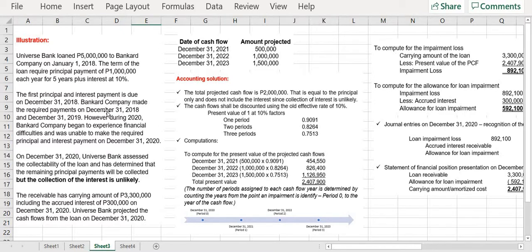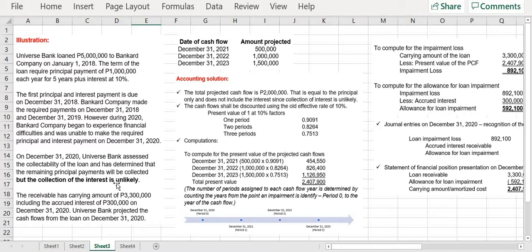Okay? However, during 2020, bank card company nakapag-experience ng financial difficulty and was unable to make the required principal payment and interest for the year, no? Kaya on December 31, 2020, the Universe Bank assessed the collectibility of the loan and determined that the remaining principal payment will be collected. Okay? So, ano daw sabi? Yung balance ng principal makukolekta siya. Pero, the collectibility of the interest is unlikely.